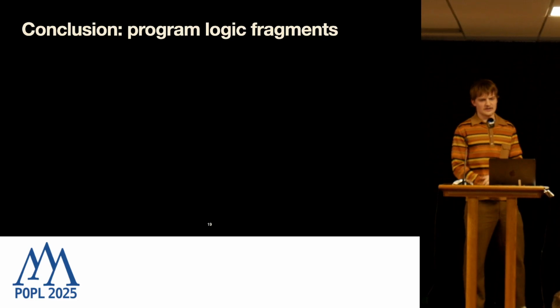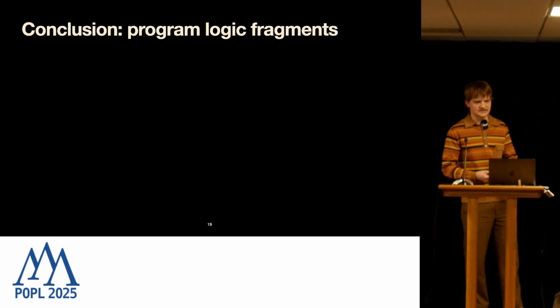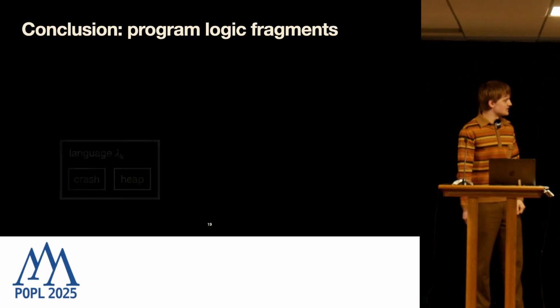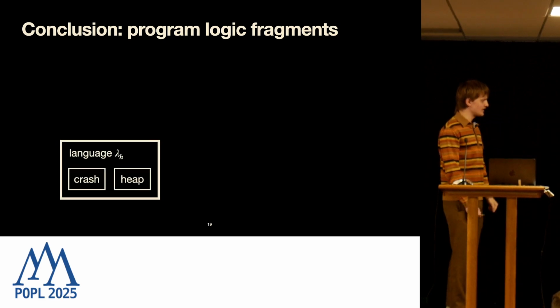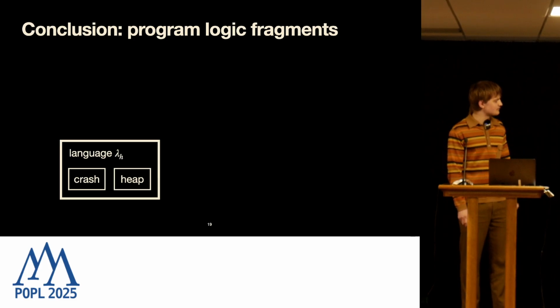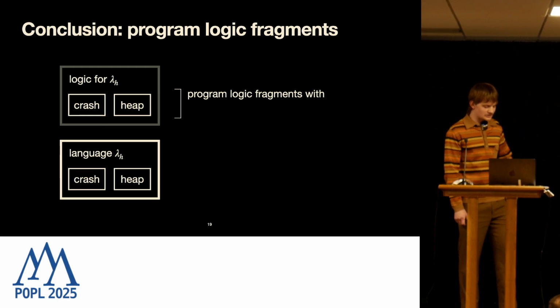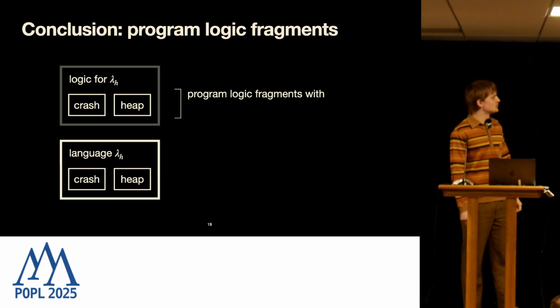So as a kind of conclusion here, I want to summarize some aspects of program logic fragments. So we had this example language, lambda h. We viewed that as built up of these two effects, a crash effect and a heap effect. Then we took the corresponding program logic fragments, we put them together in order to form a program logic that is tailored for lambda h.